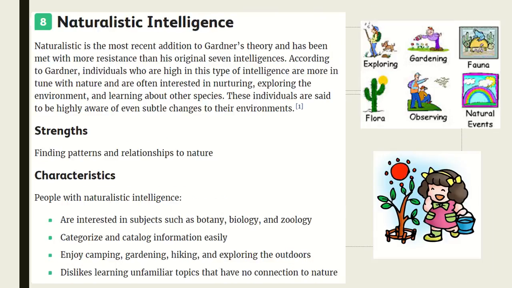And finally, we look at the naturalistic intelligence, which is the most recent addition to Gardner's theory. And according to the theory, individuals who are in this type of intelligence are more in tune with nature. If they have a green thumb, they're often interested in nurturing, exploring the environment, and learning about other species. So we look at things like botany, biology, and zoology. Maybe they enjoy camping, gardening, hiking, and exploring the outdoors.